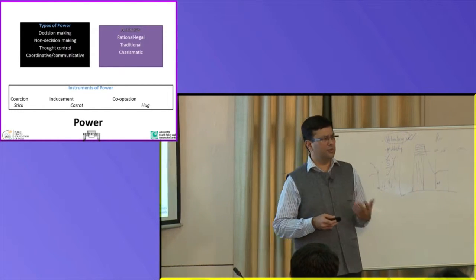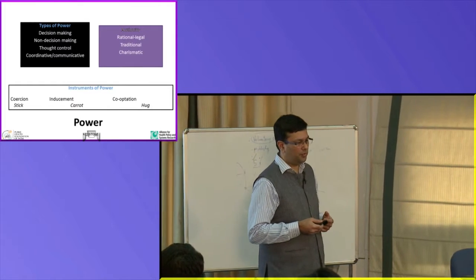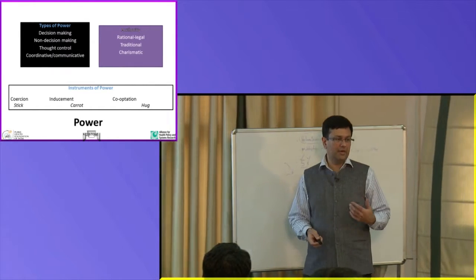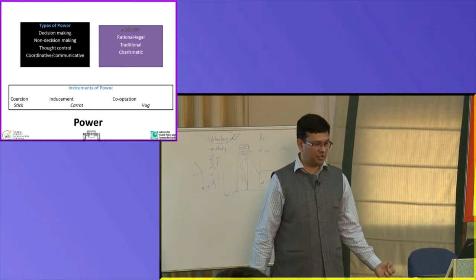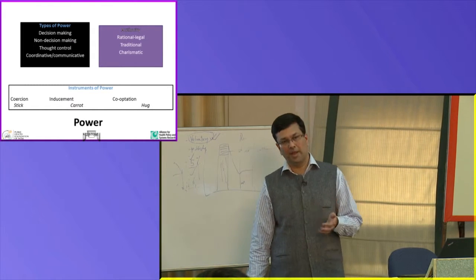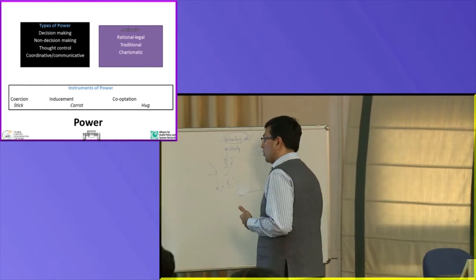I think this is self-explanatory, so we don't need to go into examples because we need to push on. But these are traditionally seen as the instruments of power. So you have the coercion, which is the threat of some negative influence or impact on you.